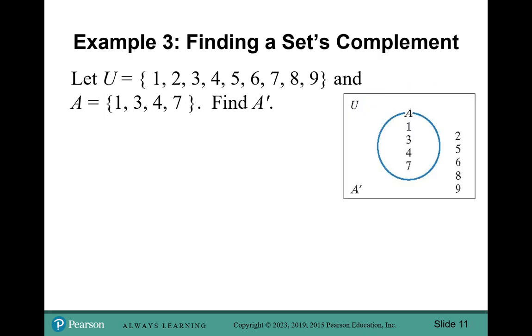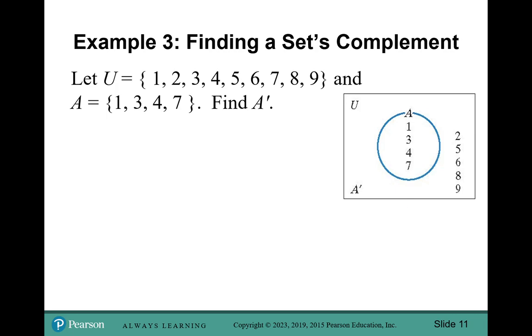Let's find the complement of a set. We want to let the universal set be 1, 2, 3, 4, 5, 6, 7, 8, 9, and we want A to be the set 1, 3, 4, and 7. So you can see that 1, 3, 4, and 7 are contained in set A, while these other elements that are not in A are just floating around out here in the universal set: the 2, the 5, the 6, and the 8.